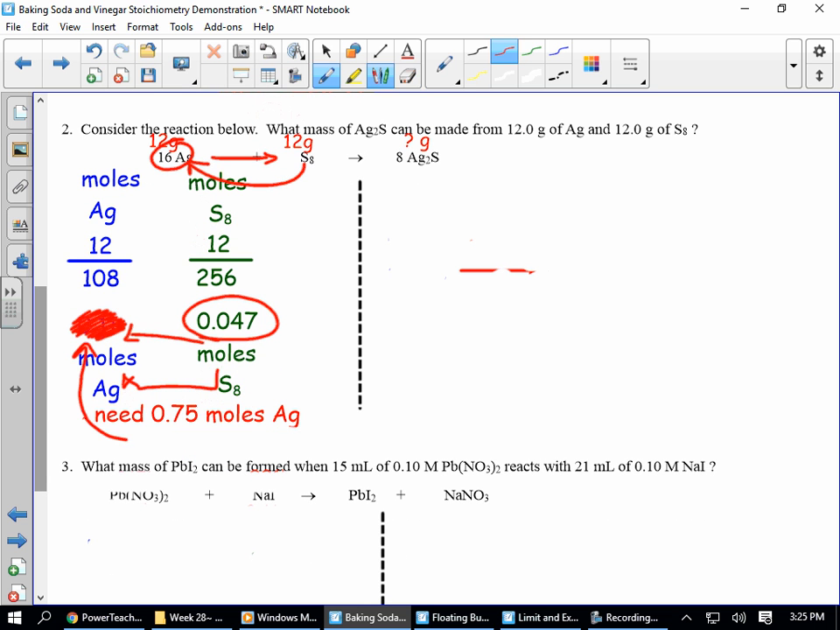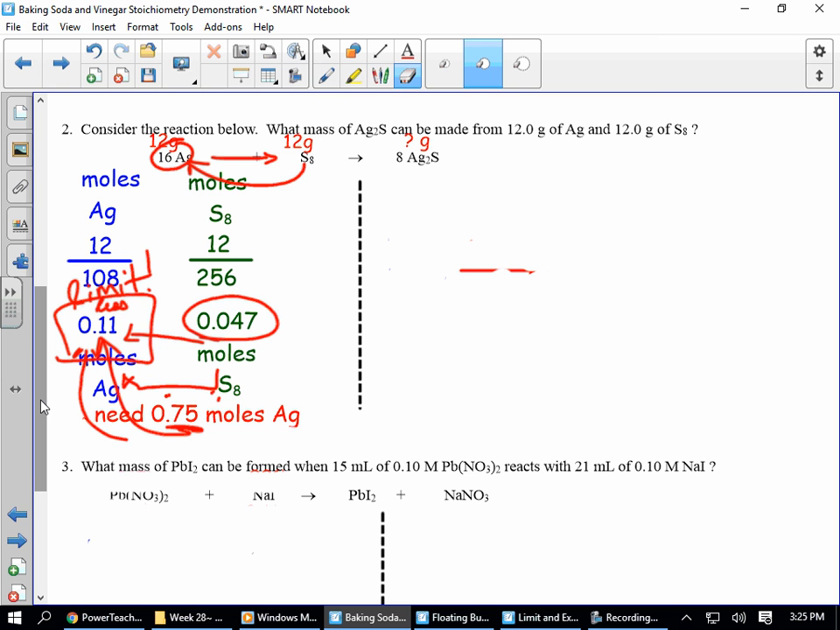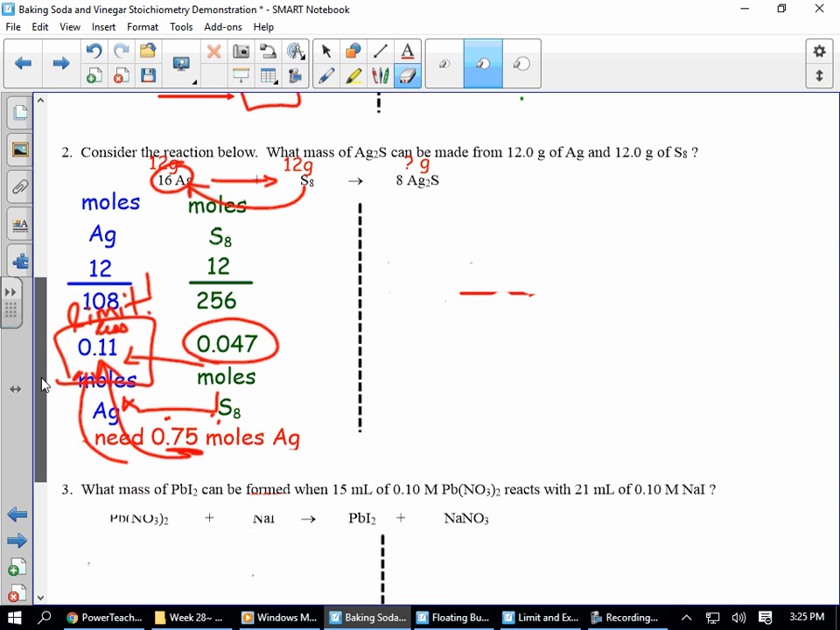That's what I need. Now let's take a look. This is a hypothetical number here. This is not a real number. Do I have 0.75 moles of silver? I do not. Do I have more or less? I have less than I need, so this is my limiting. Now, if you can figure this out from here, I suggest you pause the program and try to figure out the rest yourself.